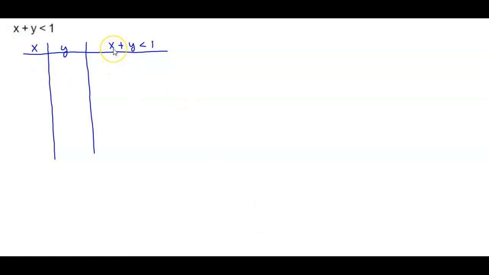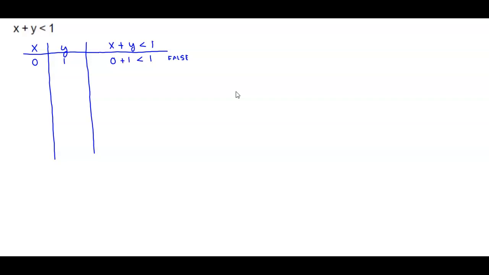So we need to pick values for x and then add a value for y so that it's going to be less than 1. So let's pick a value for x. Let's say 0, and then we're going to let y be, let's say, 1. 0 plus 1, is that less than 1? Well, the answer is no. So therefore, we need to pick another value for y. This is false, right?